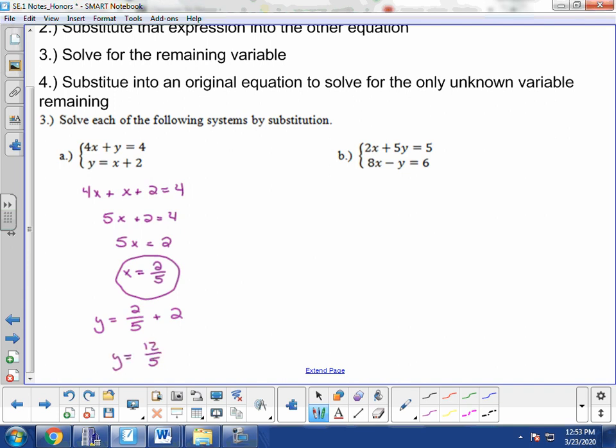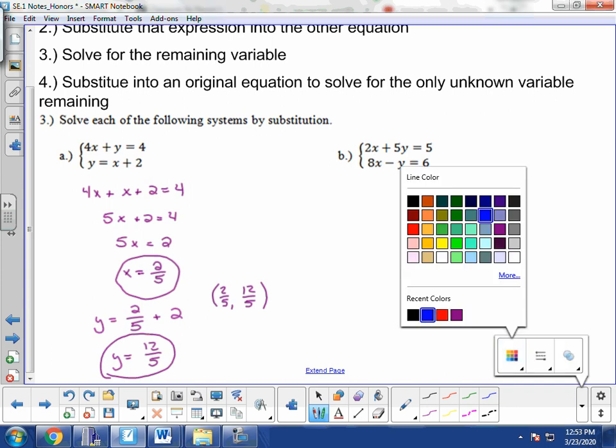12/5. So if you wrote those in exact decimal format, that would be okay as well. So you could either list that answer as two separate answers, or you could put those together as a pair. So if you wanted to put those together as coordinates, 2/5, 12/5 would be your coordinate pair. Either or would be an acceptable answer. So using that idea in the substitution method, see if you can solve part B.